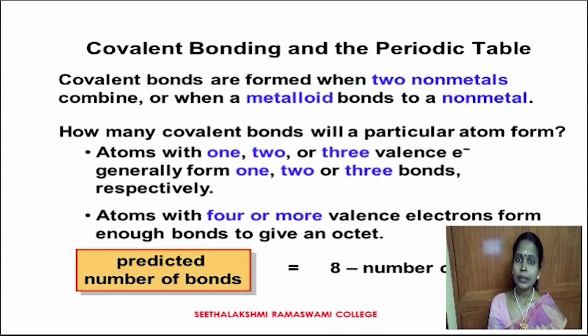Covalent bonding and the periodic table: if we look into it, we find that covalent bonds are formed when two nonmetals combine or when a metalloid bonds to a nonmetal. And the predicted number of bonds is going to be equal to 8 minus the number of valence electrons.